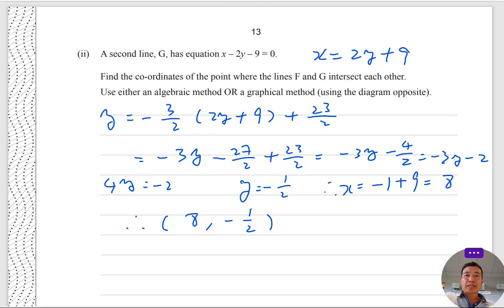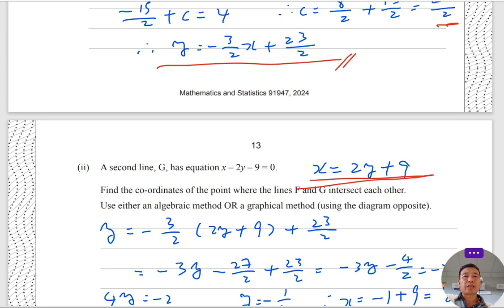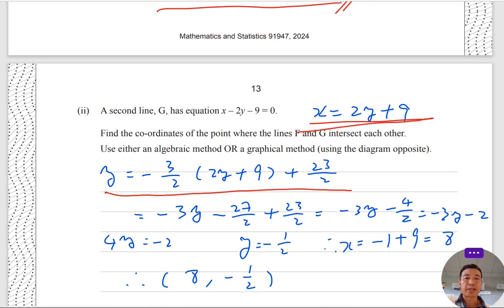Right, question 2. A second line G has equation x minus 2y minus 9 equals 0. Find the coordinates of the point where the lines F and G intersect each other. This is a simultaneous equation, right? So what I did is I rearranged it. I made x the subject in terms of y. So that's how I can eliminate x, isn't it? So I substitute 2y plus 9 into x. So that's what it means, right? So this equation has all about y, no x, right? I can solve for y now.